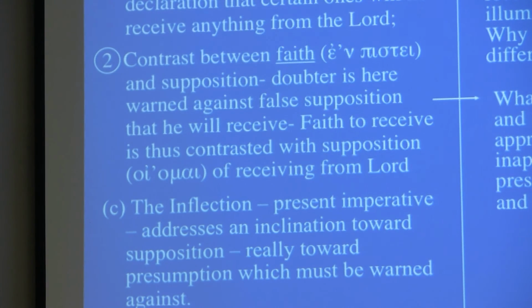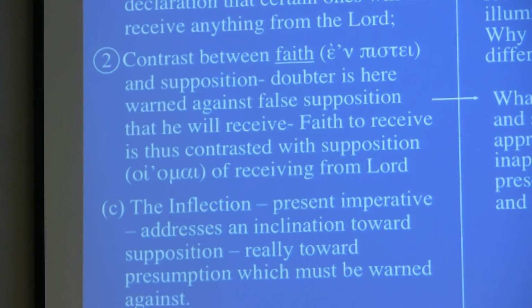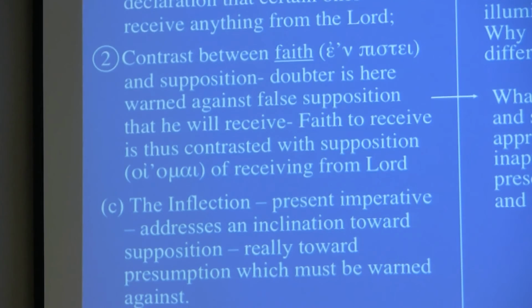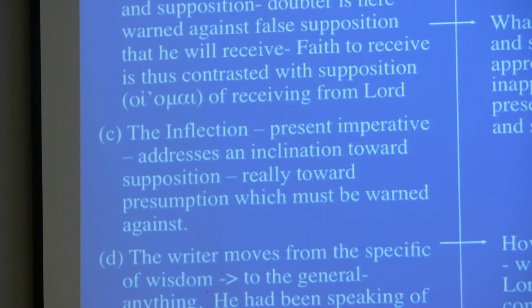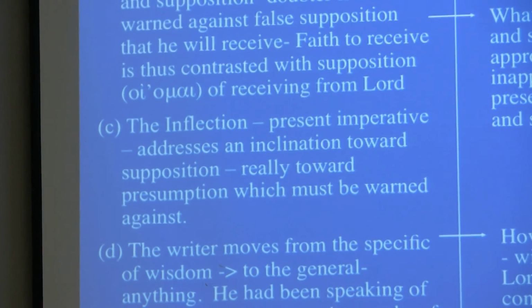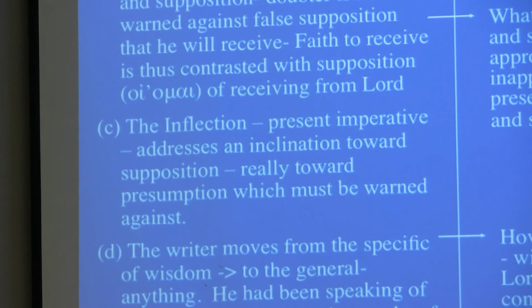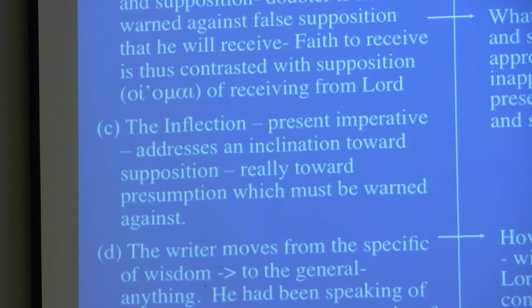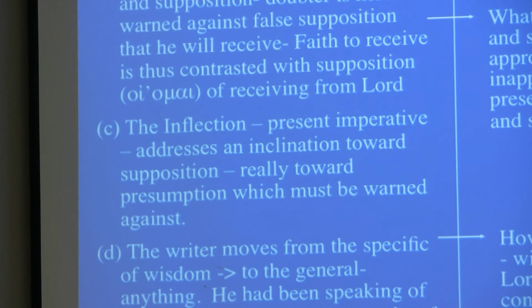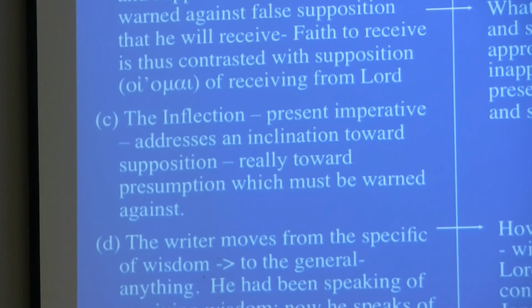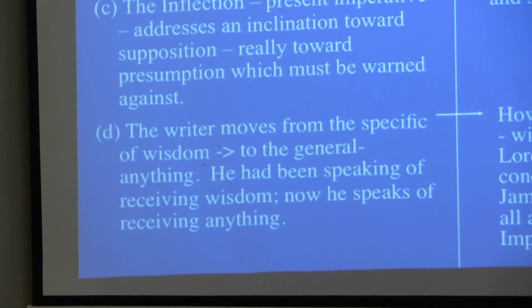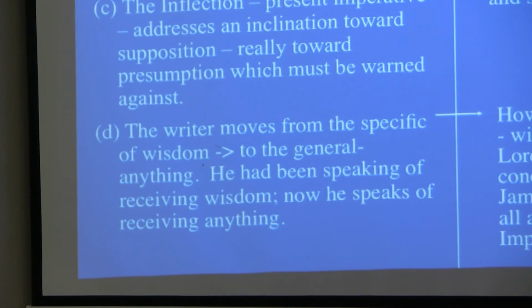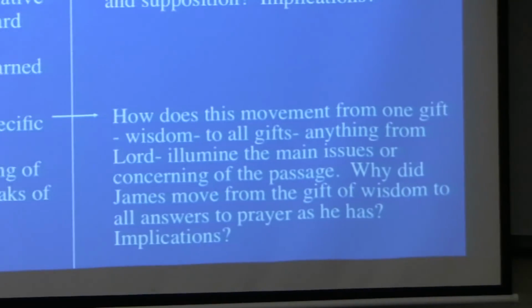Now, the inflection here is, of course, a present imperative. Again, this is in the Greek, which may address an inclination towards supposition. In other words, do not have an attitude of supposition towards God, really toward presumption, which must be warned against. The writer moves from the specific of wisdom to the general, anything. Let not that person think that he will receive anything from the Lord. James has been speaking of receiving wisdom. He now speaks of receiving anything.